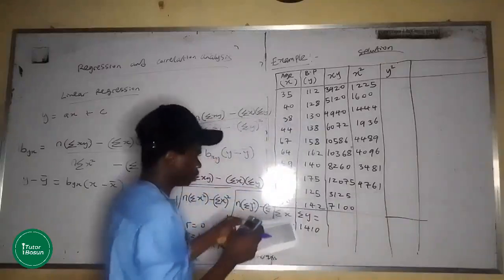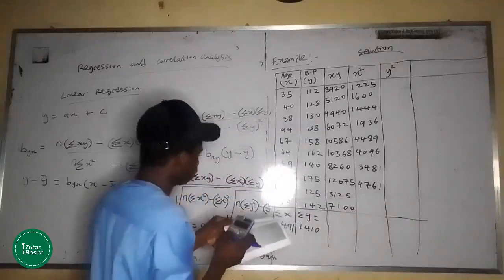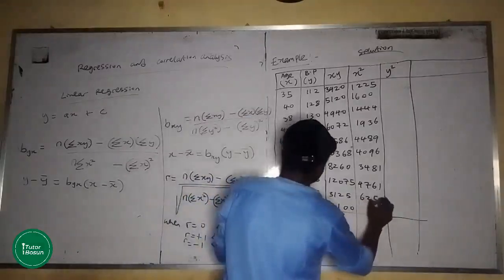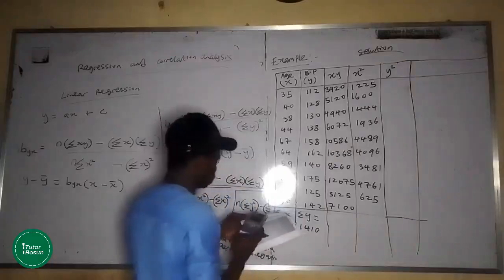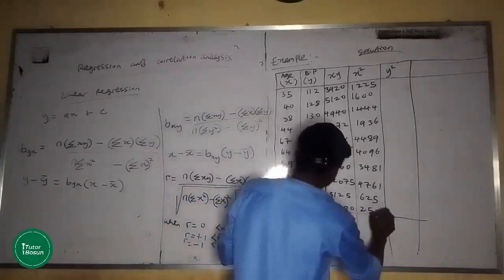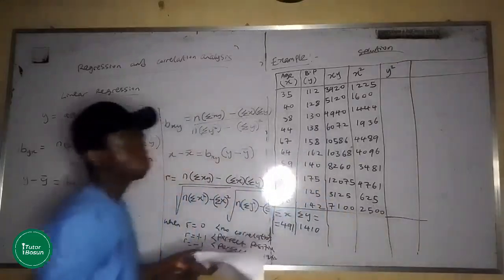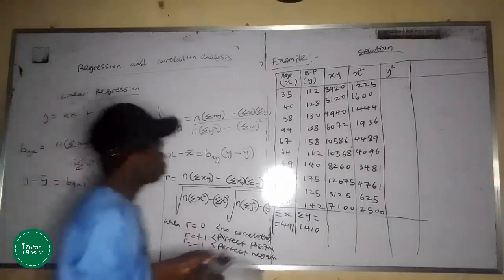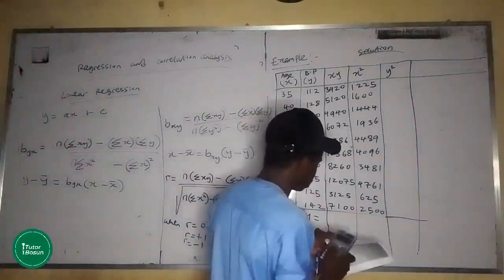We have 25 squared, that's 625. We have 50 squared, that's 2500. So we have been able to get all our x squared. We are left with y squared, so let's get our y squared as well.